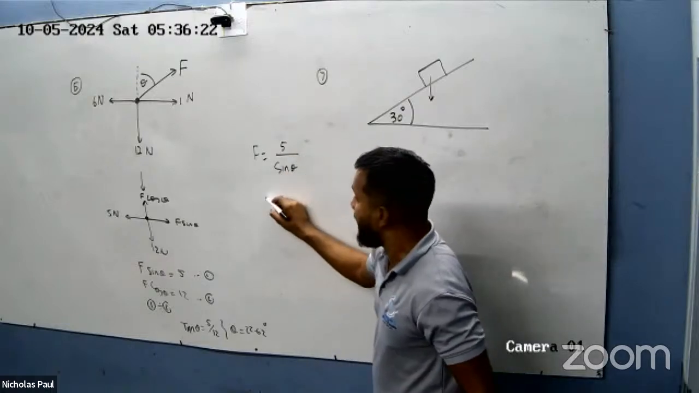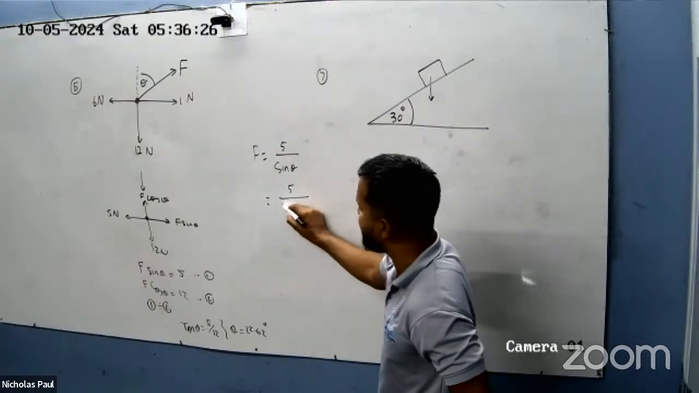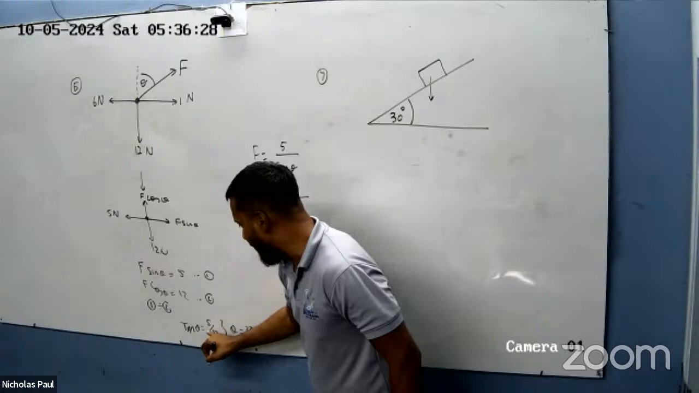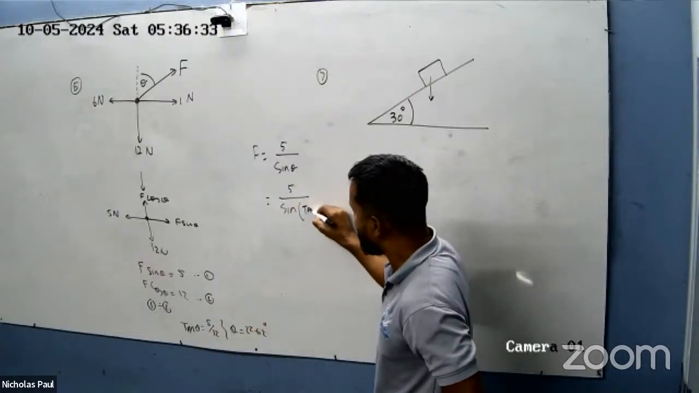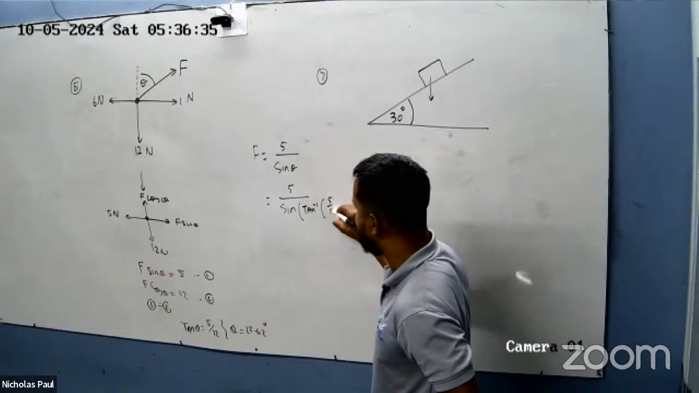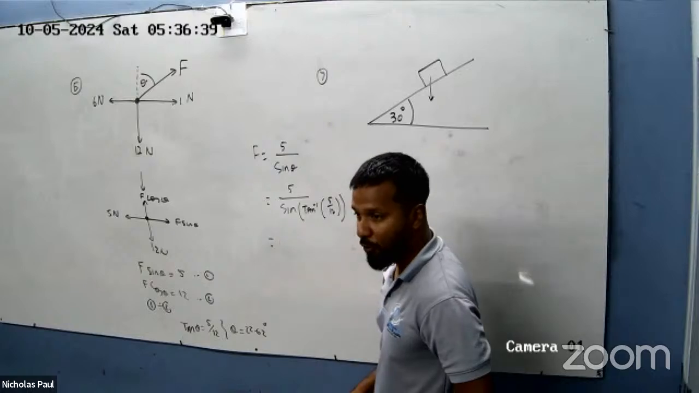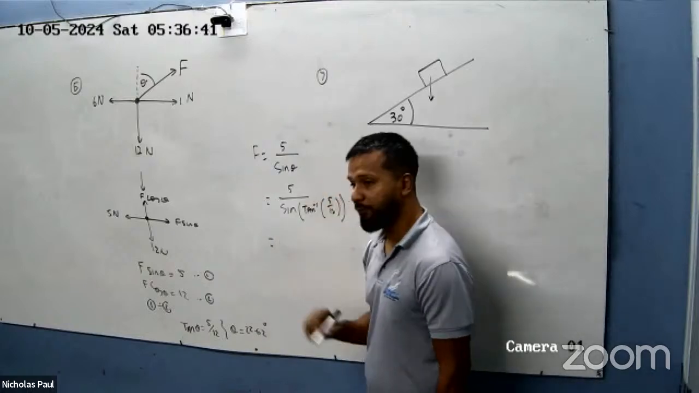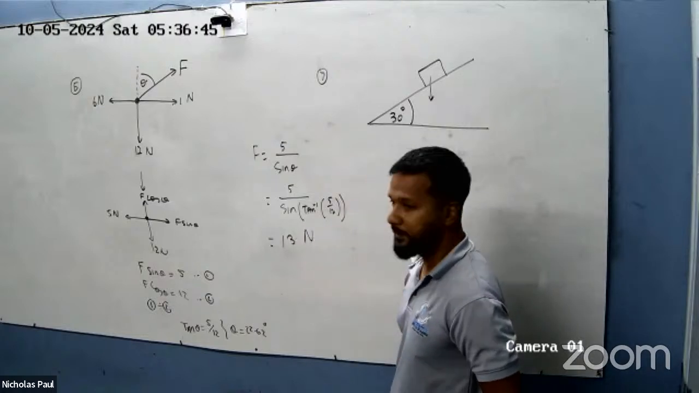If you do want to round up here, what you can do is write 5 over sine, and instead of writing 22.62, you could write tan inverse of 5 on 12. So that way you don't have to round up. Or you can just write that in. And if you do it exact, you should get 13.